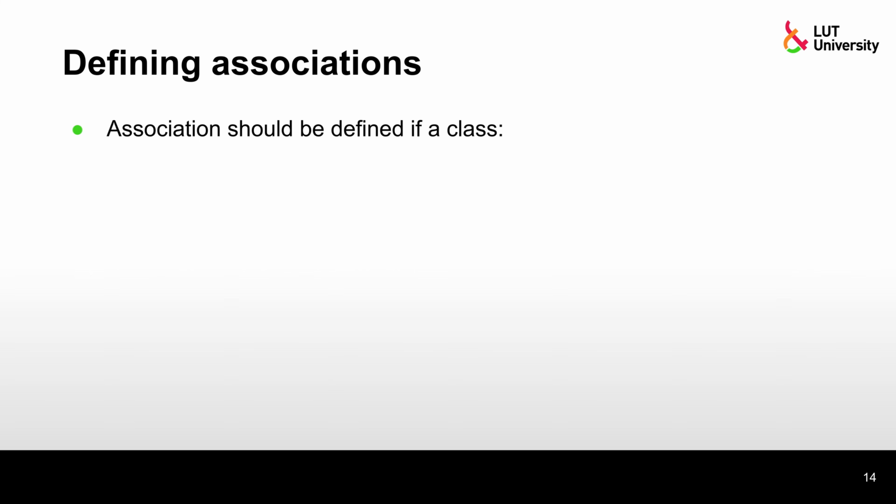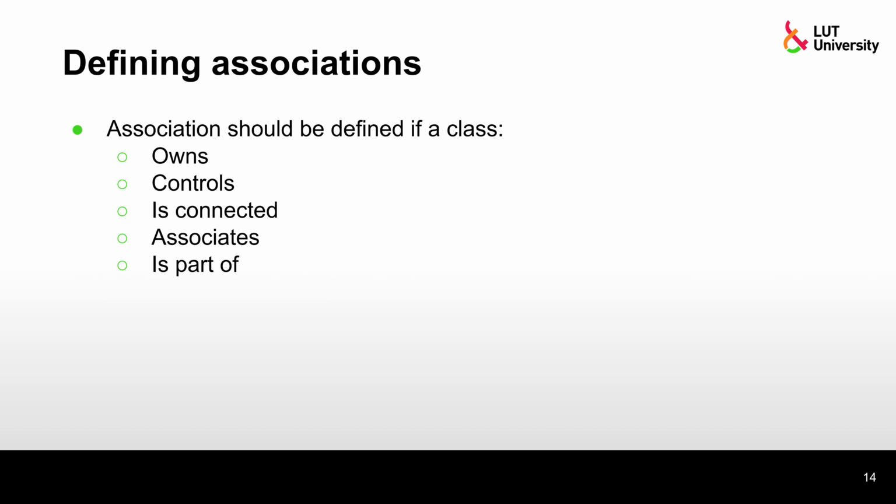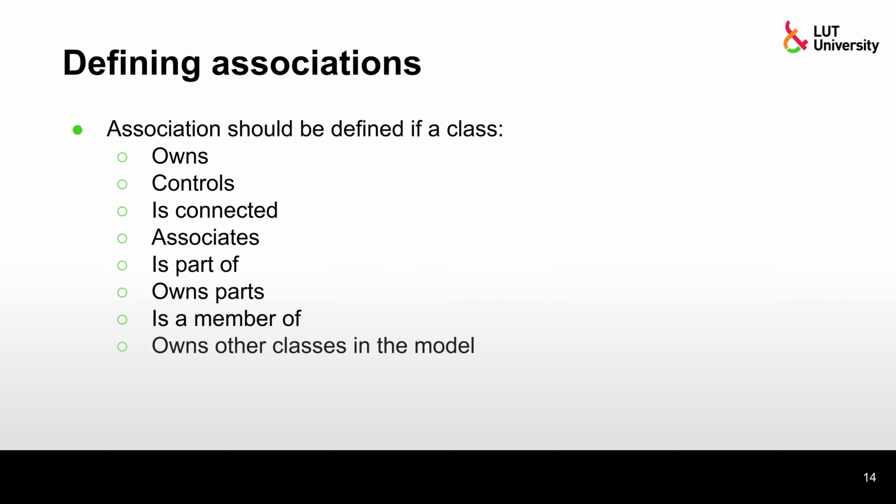So then, defining these associations: how is a class communicating with another class? Between two classes there should be an association. If a class owns another class, controls another class, is connected somehow to another class, is part of another class, owns parts of another class, is a member of another class, or owns other classes in the model, then there is some kind of association between these classes.